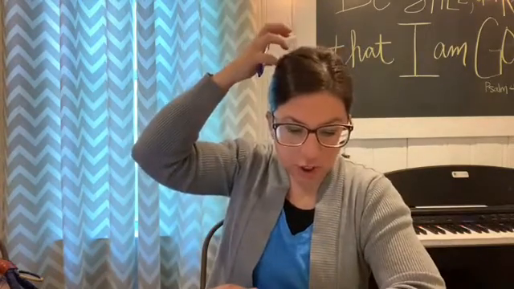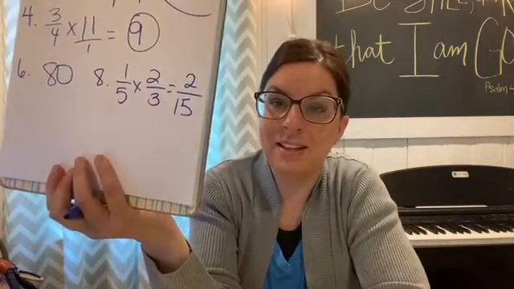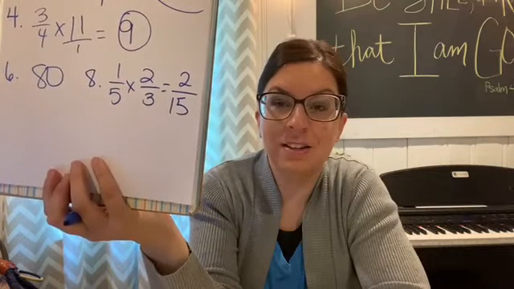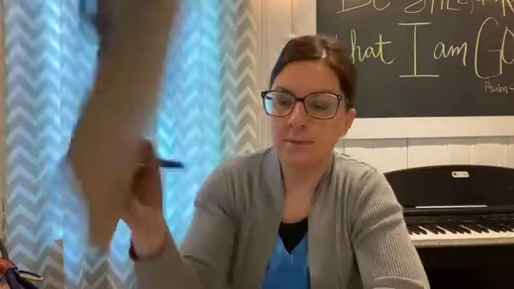Okay, number 8, it says multiply. Be sure your answer is in simplest form. So this is not an estimate, this is actually multiplying. So 1/5 times 5/3, or 1/5 times 2/3. 1/5 times 2/3, you have 2/15. And that is in simplest form because the greatest common factor of 2 and 15 is 1.